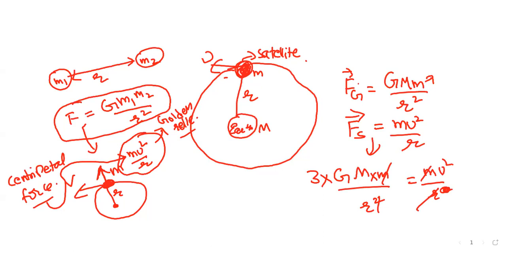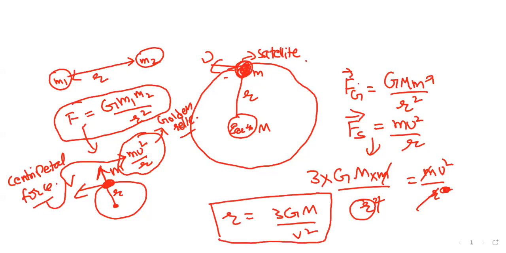So this r is given by 3GM upon v square. So this is the radius of a satellite which is moving around the earth. This r is nothing but 3GM upon v square, where v is the velocity of the satellite at which it is moving.